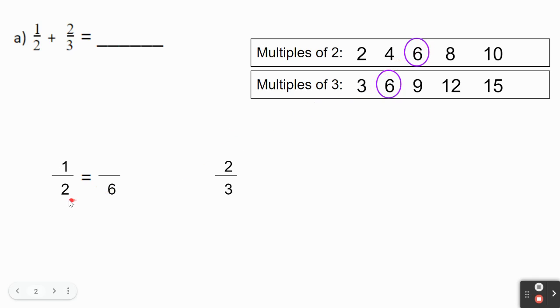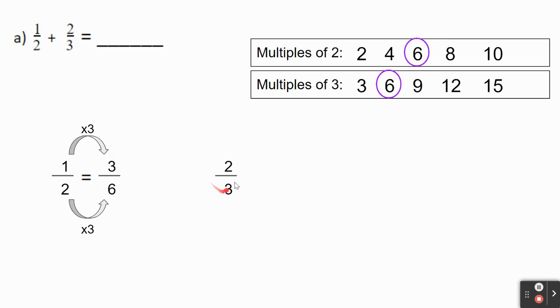Now let's ask ourselves, what do we multiply by 2 to get to 6? Well, 2 times 3 equals 6. So since we're multiplying by 3 on the bottom, we're going to multiply by 3 on the top. 1 times 3 is 3. So that means 1/2 is equivalent to 3/6.